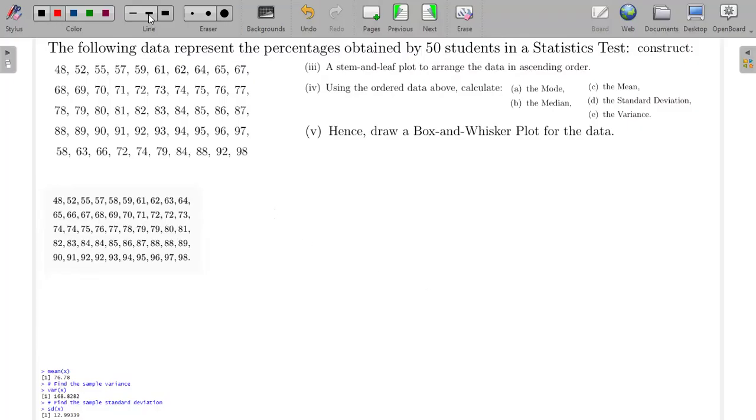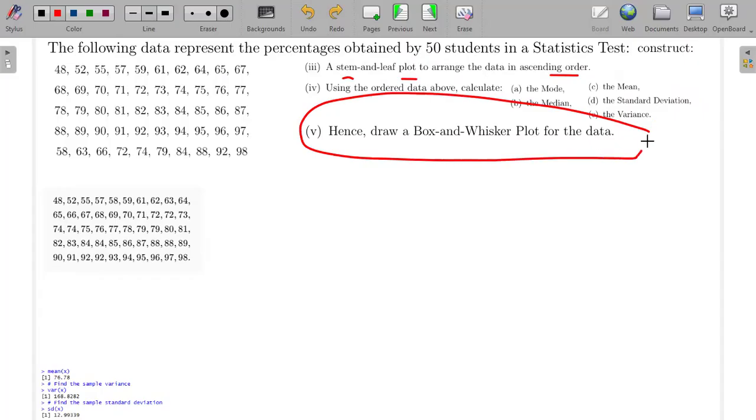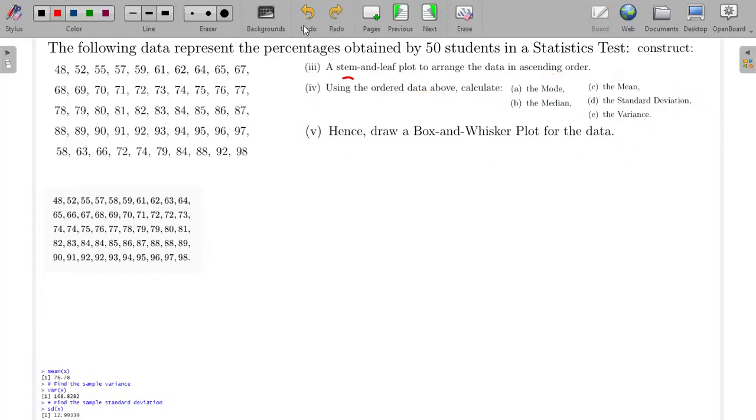So the question here says, the following data represents the percentages obtained by 50 students in a statistics test. Construct a stem and a leaf plot to arrange the data in ascending order. Then using the ordered data above, calculate all these. Then afterwards, hence draw a box and a whisker plot.